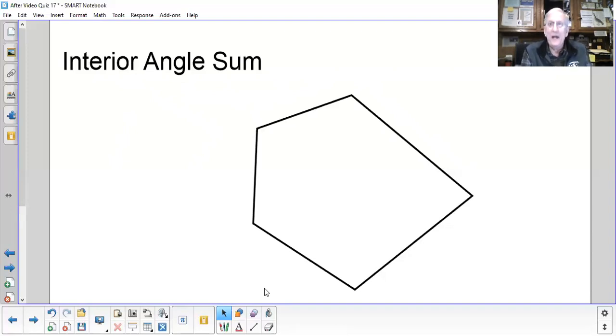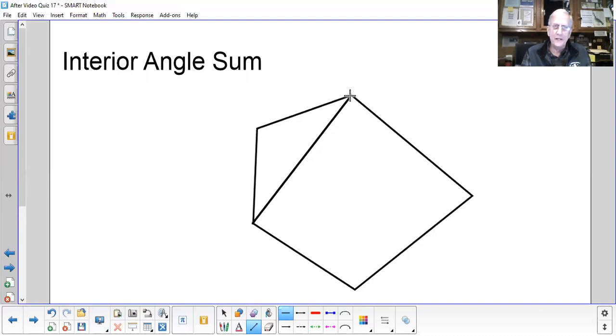So what might be helpful here is if we took this figure and we split it up into triangles from one vertex. So let's try that. Well, let's see. Let's use this vertex right here. And let's hook that up there. So there's one triangle going from the same vertex. Let's draw over here. So there's two triangles. There are actually three triangles in this figure.